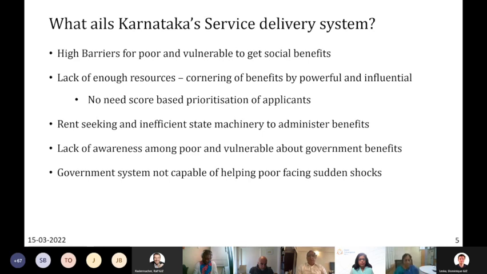Why did we start Kutumba? What was the motivation for us to do it? We realized that there is a high barrier for the poor. In fact, the poor were those who were not able to apply and get the digital benefits also. They were actually getting deprived. They were out of the system.